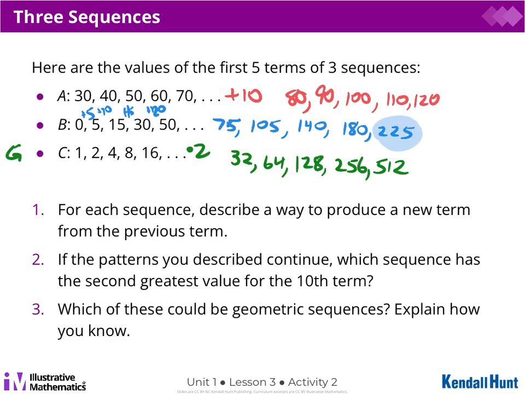Which of these could be geometric? Explain how you know. Well, C, we already determined C was multiplying. It's geometric because it's multiplying, and that's how we know.